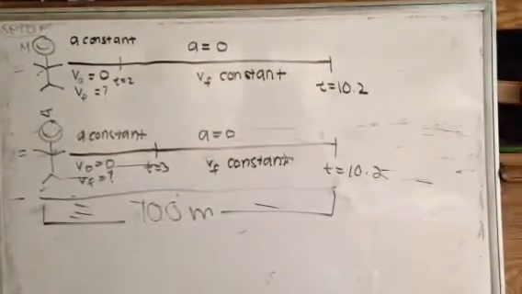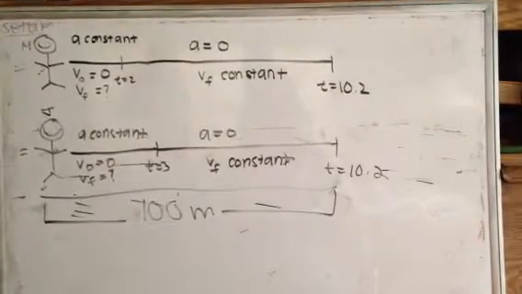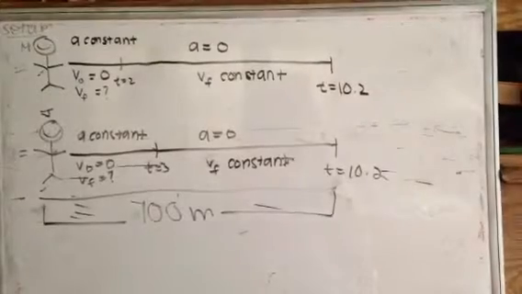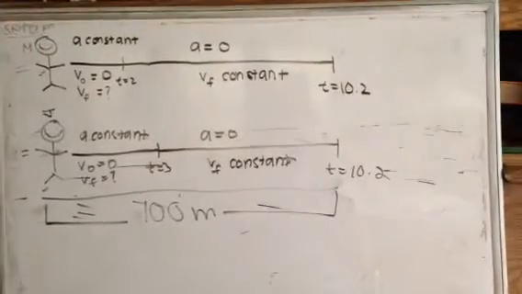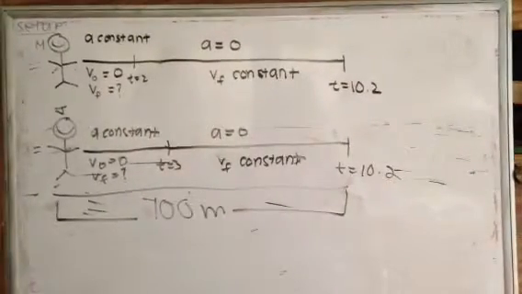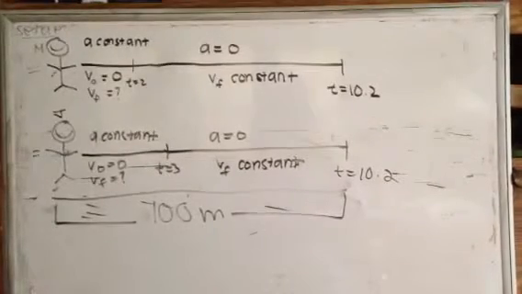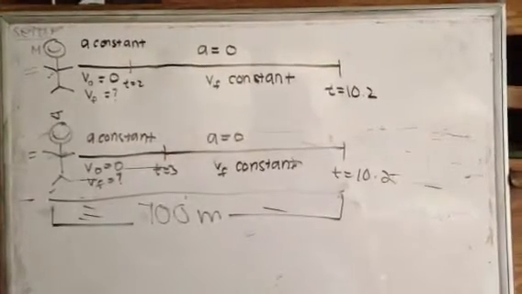Okay, so this is the solution for Chapter 2, problem number 53. The problem says, setting a world record in a 100-meter race, Maggie and Judy crossed the finish line in a dead heat, both taking 10.2 seconds.